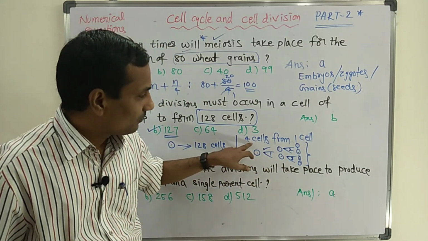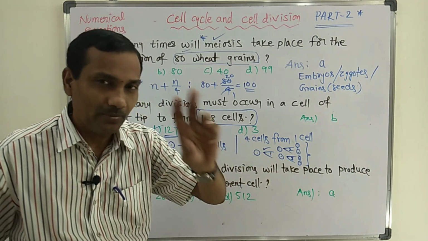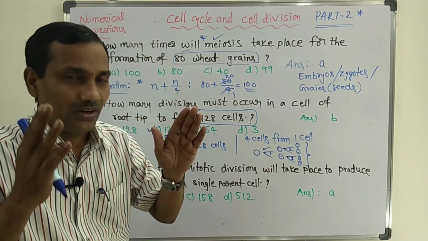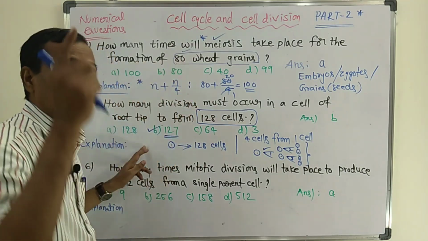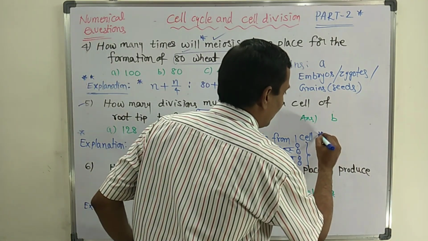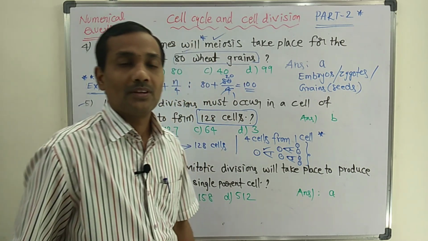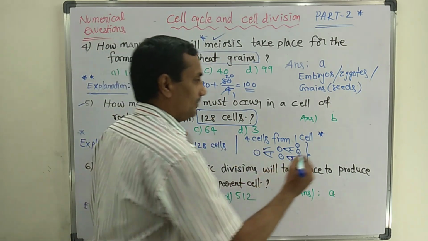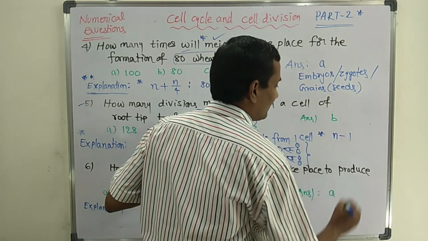So 4 cells from one cell, how many mitotic divisions? 3 mitotic divisions. For this also you have to follow one formula. I'll tell you one simple, easy formula for getting the correct answer: N minus 1.